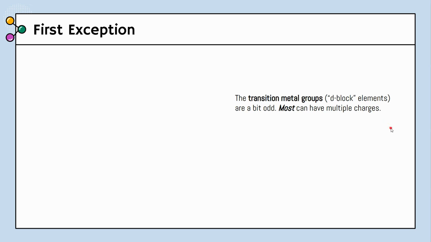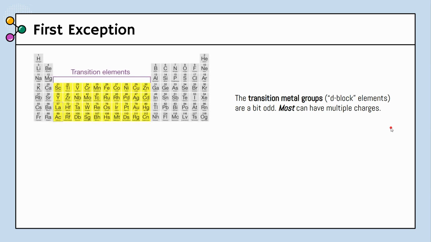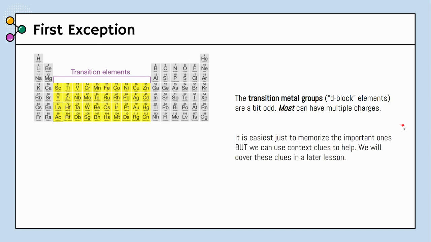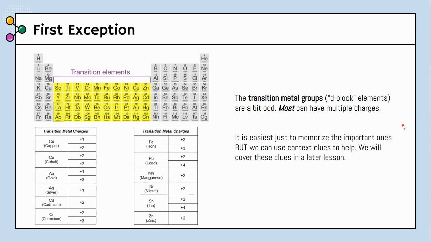Now, I skipped the transition block, those D block elements, because they're a bit odd. Most can have multiple charges. Those transition elements, you don't have to memorize these. You could memorize the important ones, but I've given you a set on the resource chart. These are yours to just refer to. You don't have to memorize the rules. I might cover it in a later lesson. Just know that some of these, like say lead, can have multiple charges, whereas others, like manganese, typically only have 1 charge. It is a bit more complicated than this, but for us, that's good enough for now.